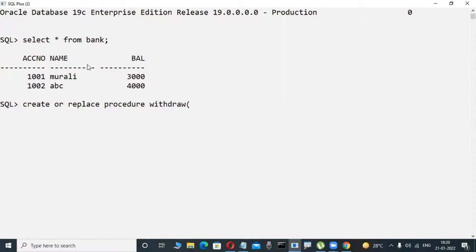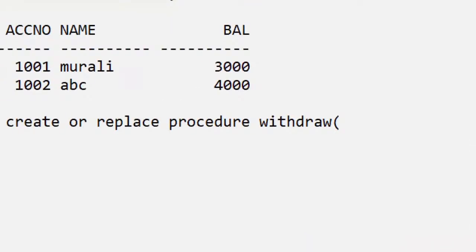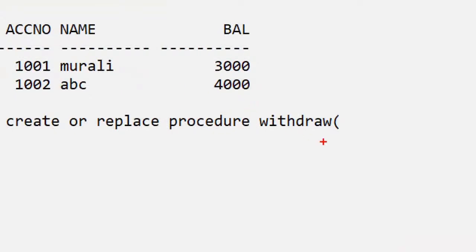Slowly observe here. This is the table. In my project, I try to implement one small scenario only, withdraw. Actually, in real time, big packages contain withdraw, deposit and all the other things. But for now, I'm giving only a small task in a procedure.